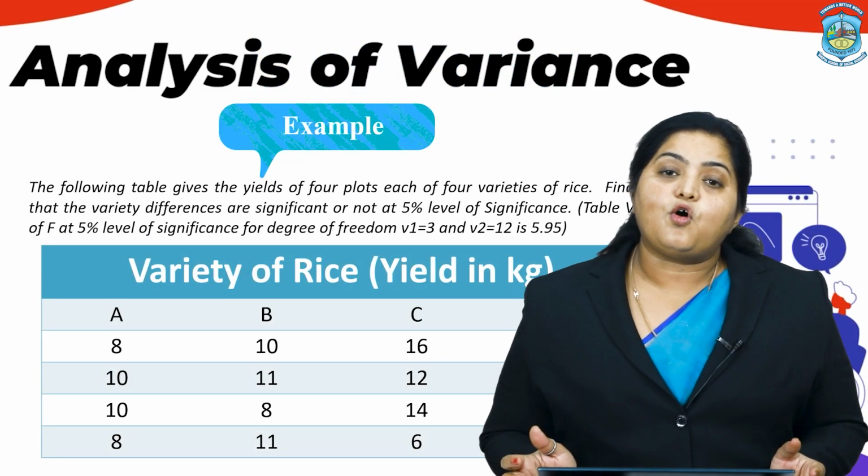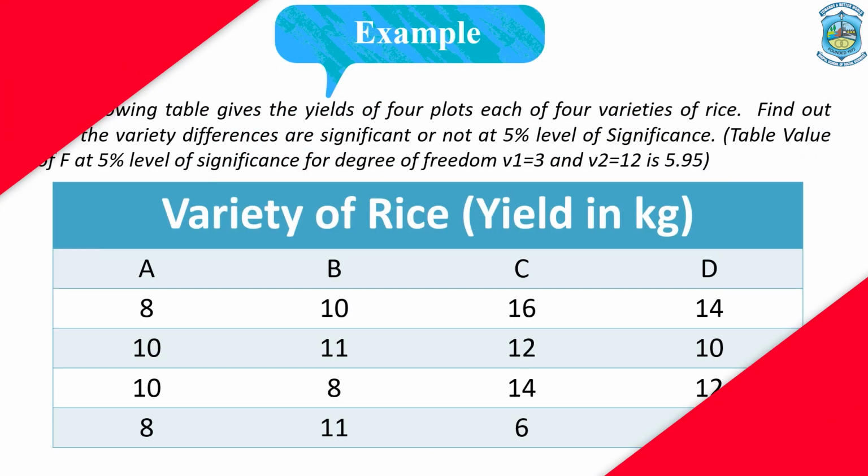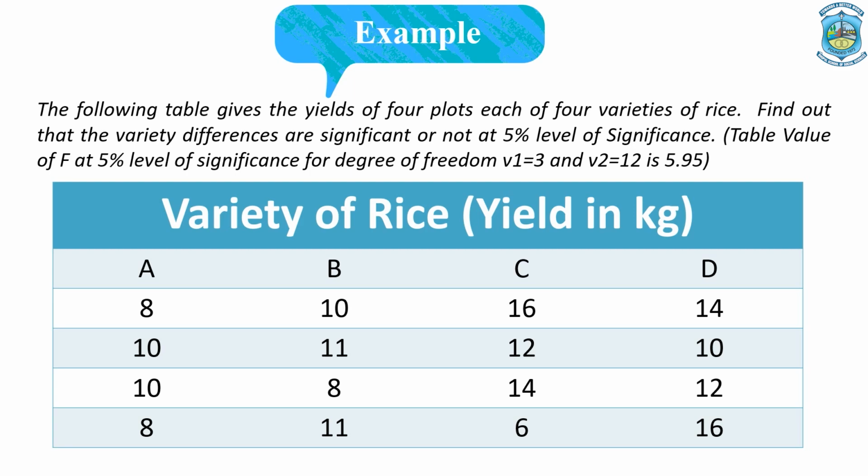Let me explore all the working rule steps with the help of one example. The following table gives the yield of 4 plots, each of 4 varieties of rice. Find out whether the variety differences are significant or not at 5% level of significance. The table value is also given at 5% level of significance with degrees of freedom 3 and 12, and that is 5.95. We have 4 varieties of rice, A, B, C, D, in the given data.